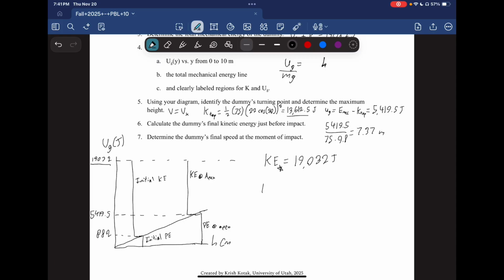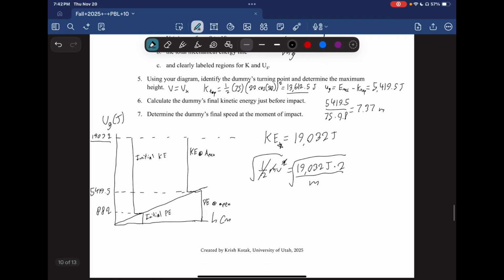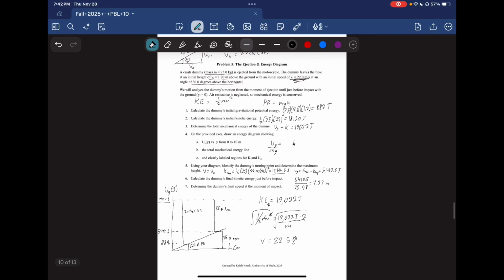And then for the final speed at the moment of impact, we can use the same thing from earlier. We have 1/2 mv squared is equal to our kinetic energy, which is our 19,000. We can rearrange for velocity. So we multiply both sides by 2, we divide both sides by the mass, and then we take the square root of both sides to get rid of this 2. And we get the velocity is equal to about 22.5 meters per second.